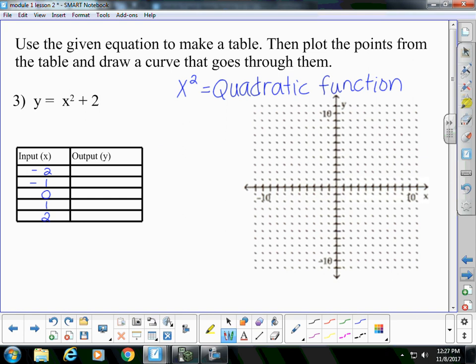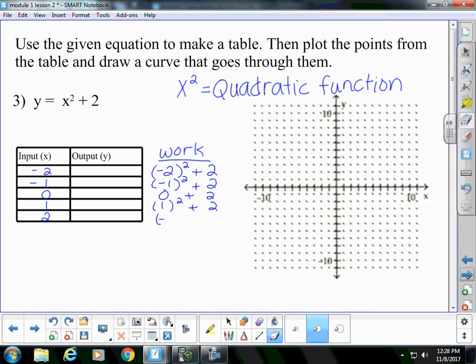So let's plug those numbers in, and to do that, you're just replacing your x's. As far as my work goes, I would be plugging those numbers in place of x. Now you gotta make sure whenever you have negative numbers with an x squared, you have to put it in parentheses. So I would say (-2) squared plus 2. And then (-1) squared plus 2. Okay, and then 0 squared plus 2, 1 squared plus 2, and then 2 squared plus 2.